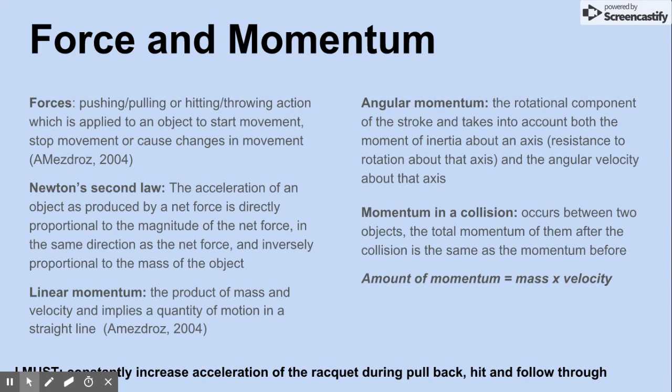When performing the forehand shot, force must be exerted to pull back the racket and swing in a circular motion to apply hitting force on the ball. The amount of force made by the racket is equivalent to the amount the ball collects during collision. Linear momentum is the product of mass and velocity and implies a quantity of motion in a straight line. And angular momentum refers to the rotational component of the stroke and takes into account both the moment of inertia about an axis and the angular velocity about the axis. Both linear momentum and angular momentum are crucial when performing a successful forehand.